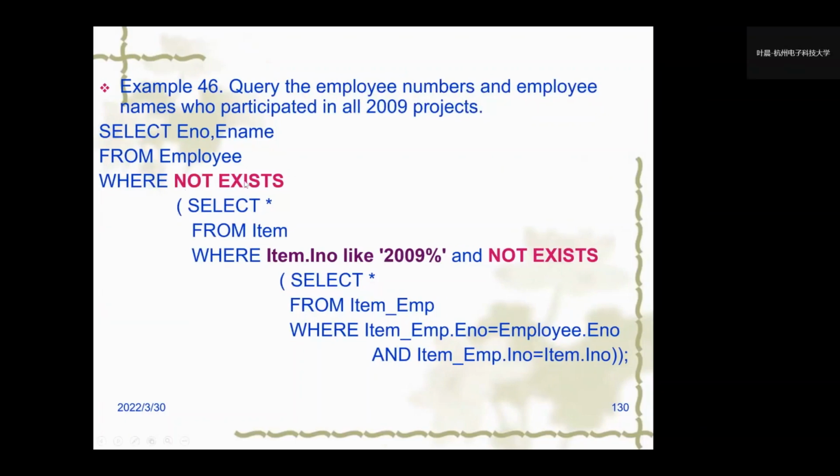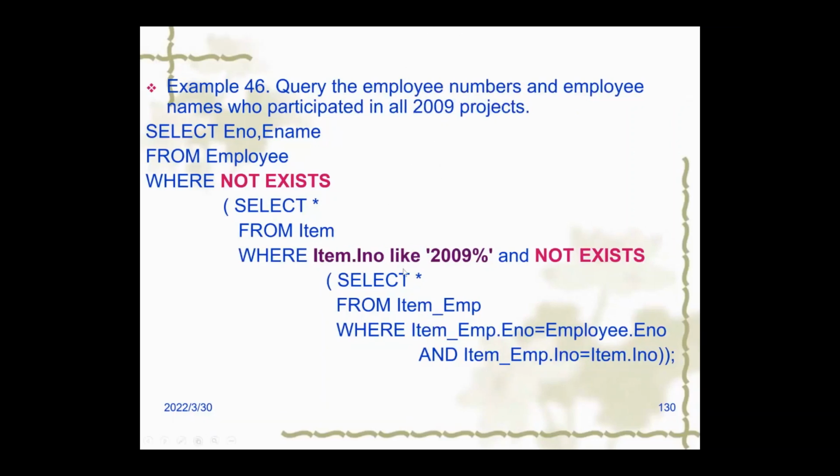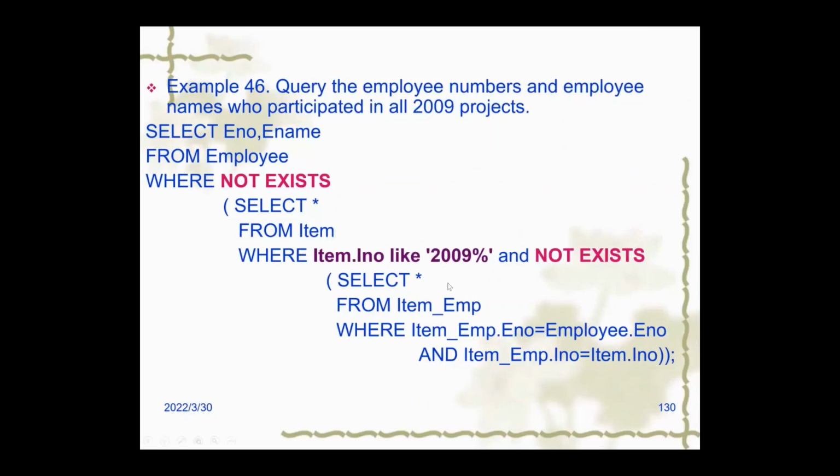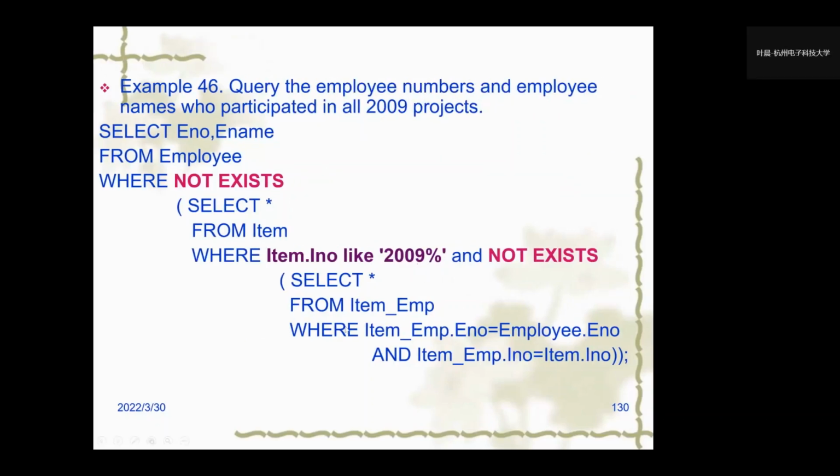So here we also use another not exists to represent that we want to query the employee numbers and the employee names which do not participate in any item whose item number is like 2009, not like 2009 projects.